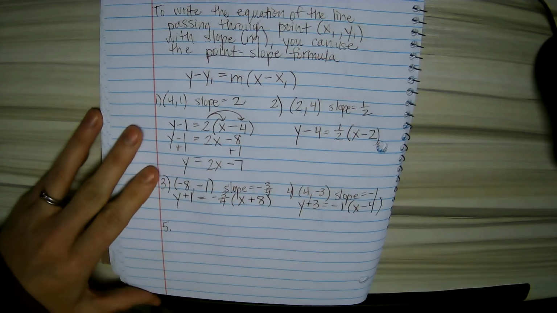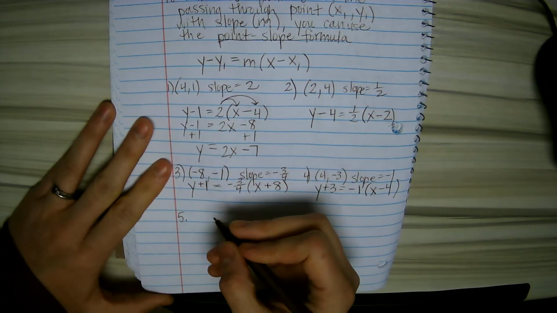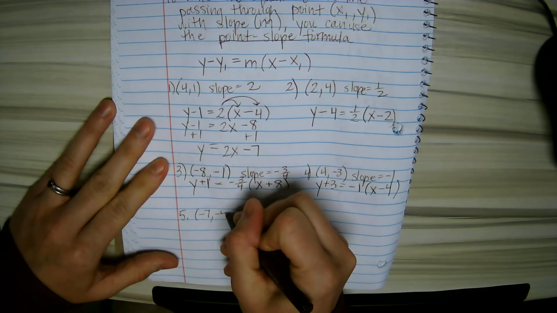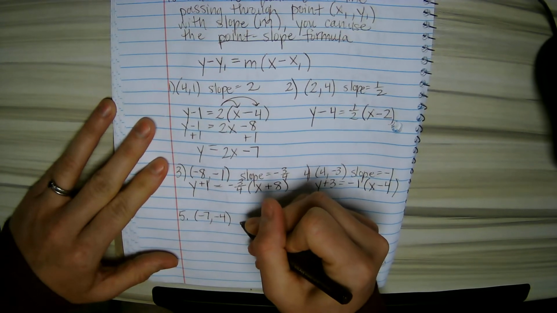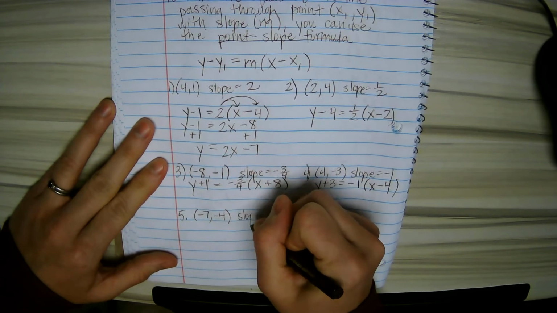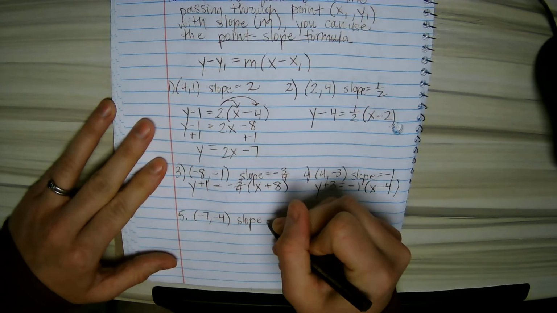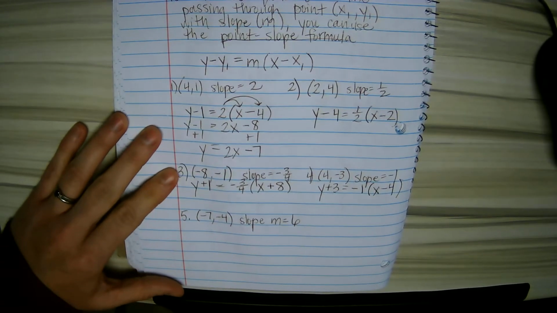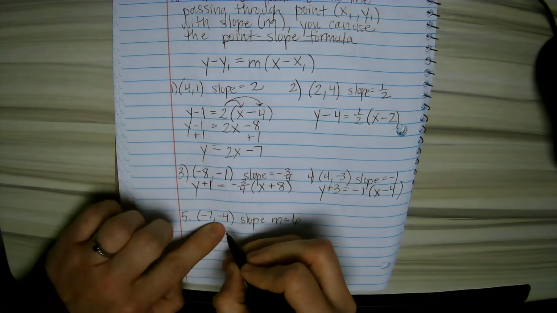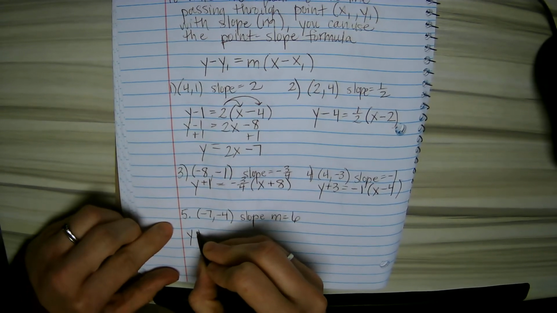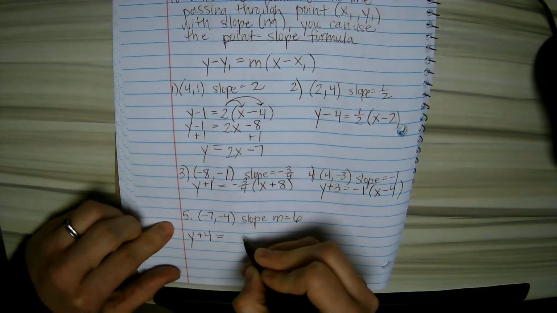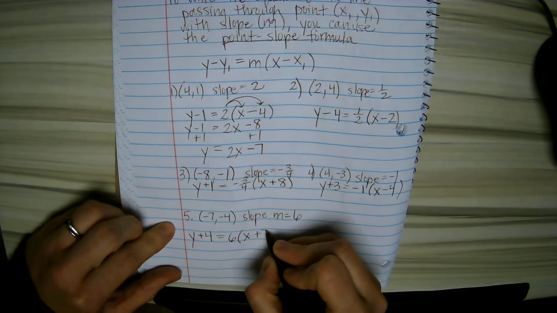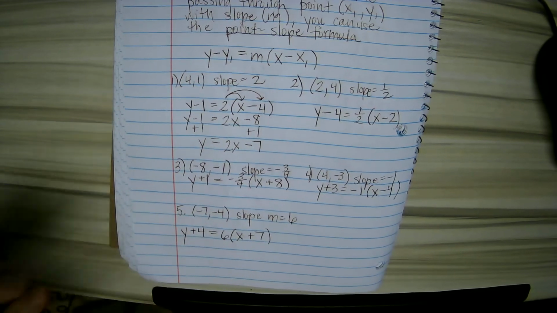We're only halfway through. So let's say we're at the point, goes through point -7, -4, and the slope, or m, equals 6. So y here would be the opposite, so +4 equals the slope, open parenthesis, x plus 7. Are you seeing that?